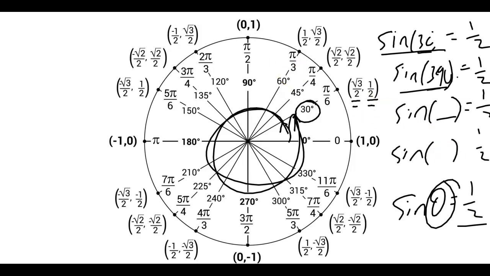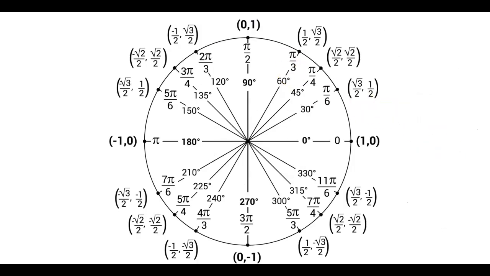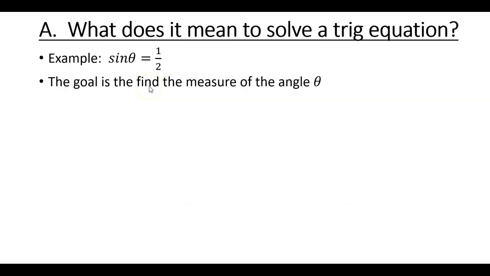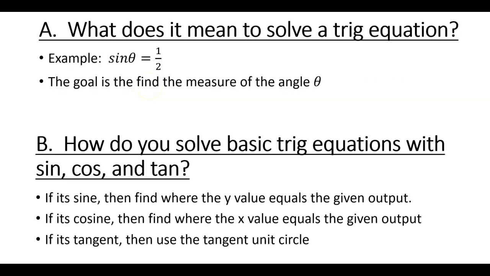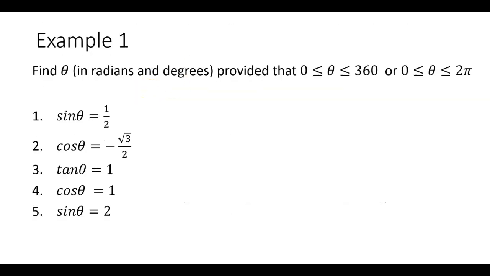And so because of that fact, I have to explicitly state, well, we can't go on forever, right? So I just say, make sure your answers just stay between 0 and 360, or if you're doing radians, between 0 and 2 pi, okay? So there's that little note.